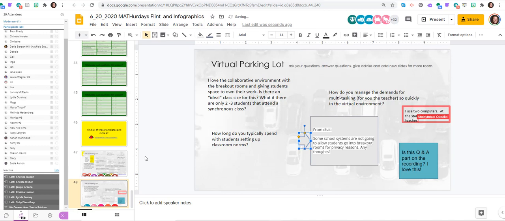Some school systems are not going to allow students to go into breakout rooms for privacy reasons. Any thoughts? Yes, I definitely have some thoughts on this, and I share them. If you want to sign up for the classroom management and accountability session, we go into this in detail.